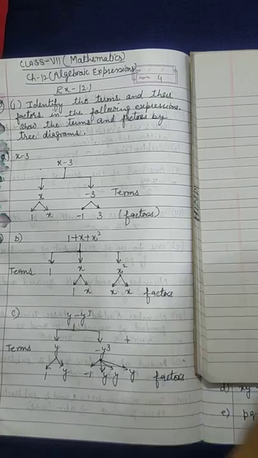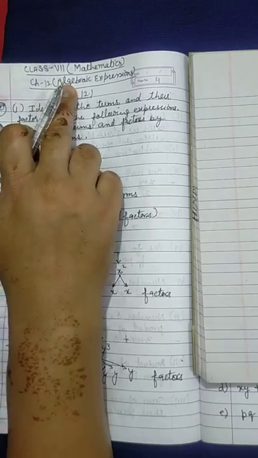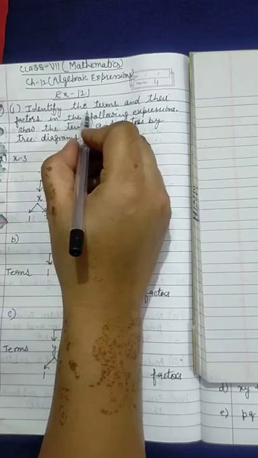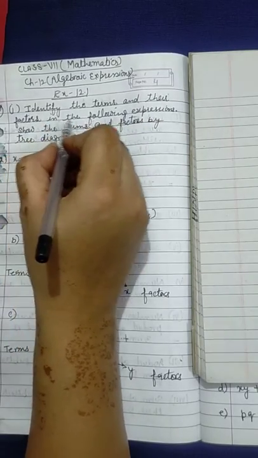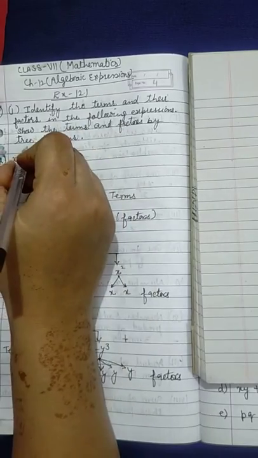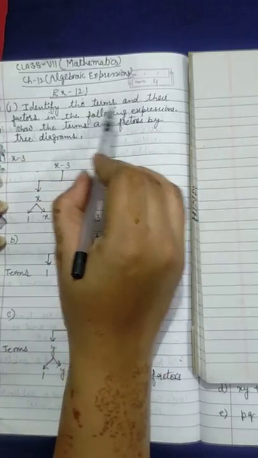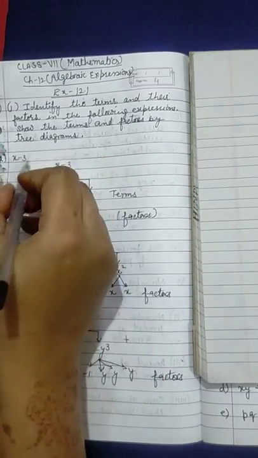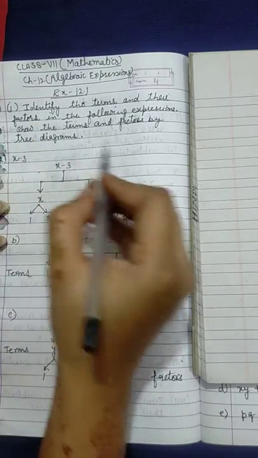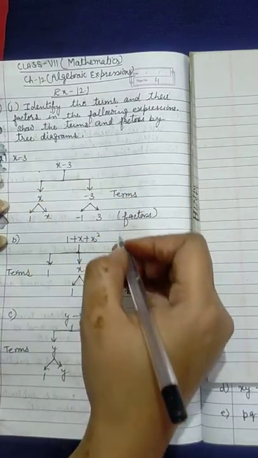Today we'll start question number 2 of exercise 12.1, chapter 12, algebraic expressions of class 7th. Question number 2 is: identify the terms and their factors in the following expressions. Show the terms and factors by tree diagram. Here one expression is given, and we will identify the terms and the factors and represent them with the help of a tree diagram. So let's start it now.